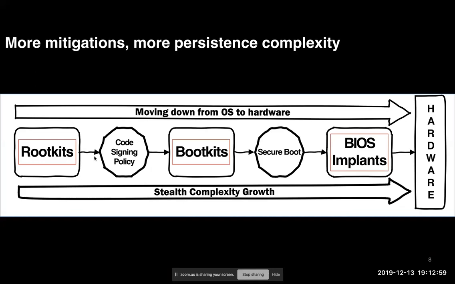And if we look at how rootkit evolution happened, it was always tied to the hardware. Rootkits on the operating system mostly moved to bootkits when the code signing policy for drivers appeared on the Windows operating system. And when secure boot was introduced in Windows 8, bootkits mostly moved in the direction of BIOS implants.